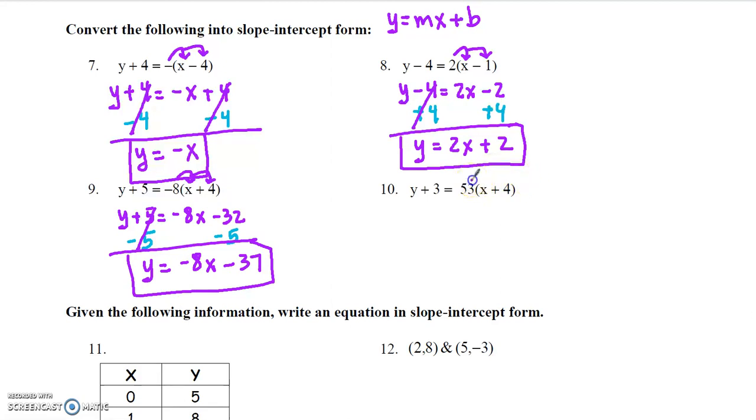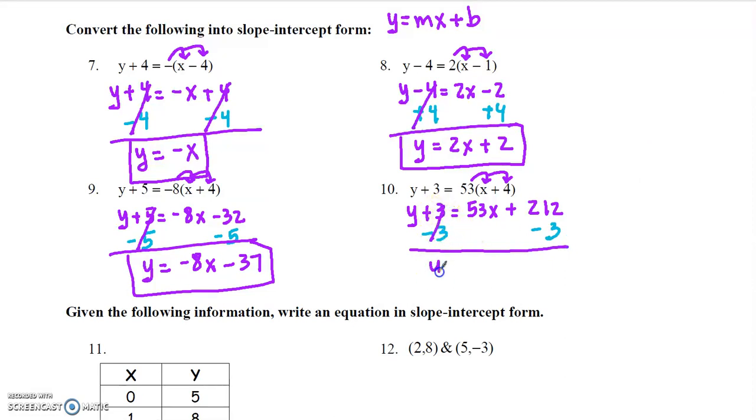Okay, last one. Again, distributing the term that's in front of the parentheses. That leaves me y plus 3 equals 53x plus 212. Again, I need to get the y by itself, so I will eliminate this number by subtracting. I have to do that on both sides of my equal sign.